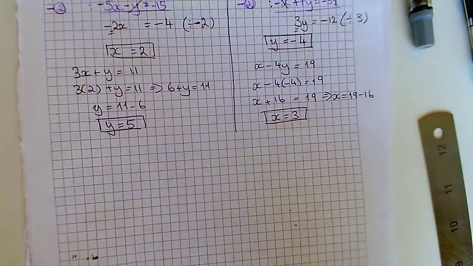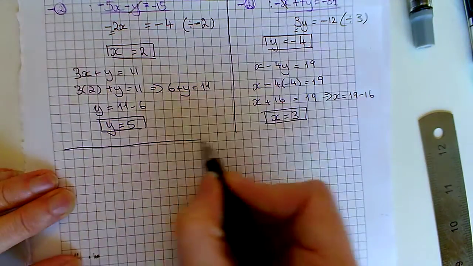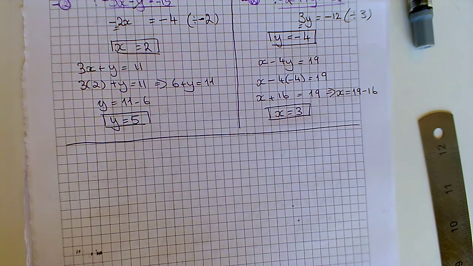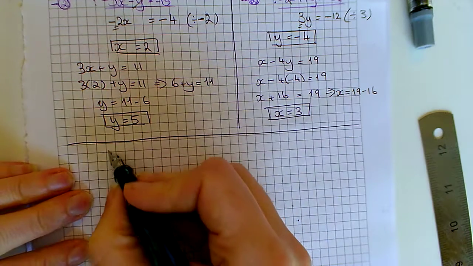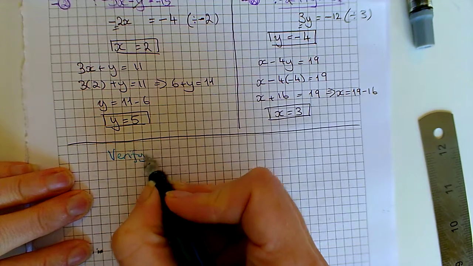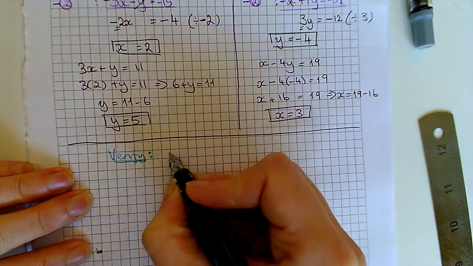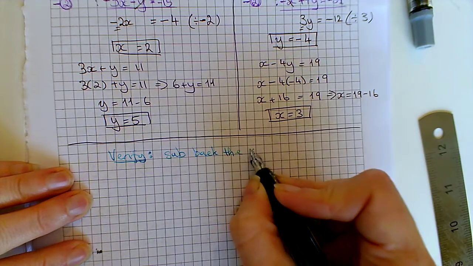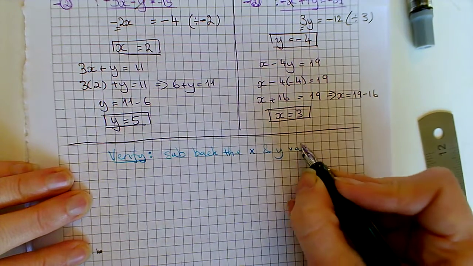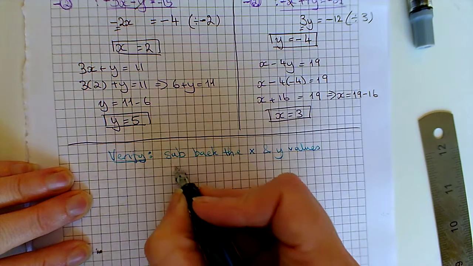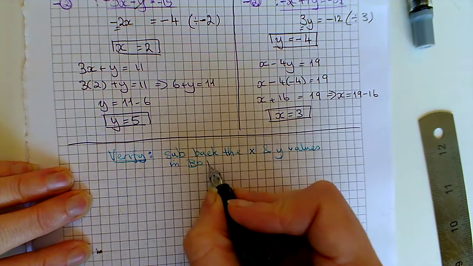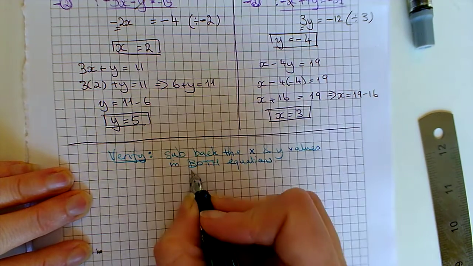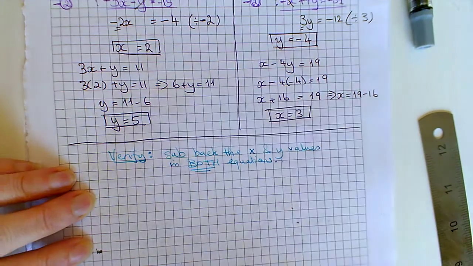Now, let's do the verifying. I didn't do this in our notes the last day, so if you didn't do it for homework, that's perfectly fine. Verify. When you're asked to verify simultaneous equations, you sub back in the x and y values, and you must do it into both equations. Sometimes when you've made a mistake, it will work out for one of the equations and not the other.